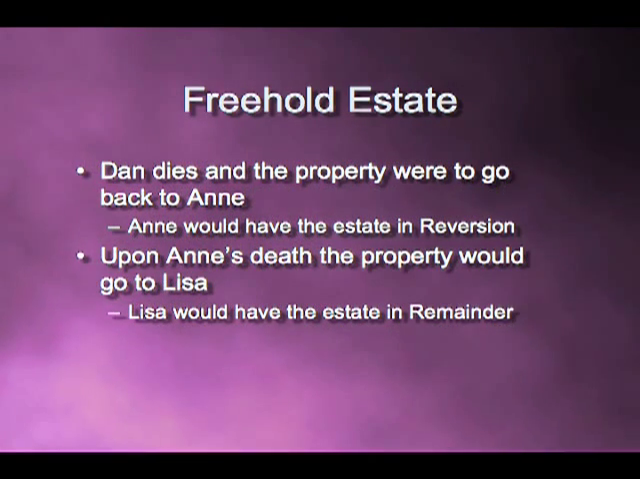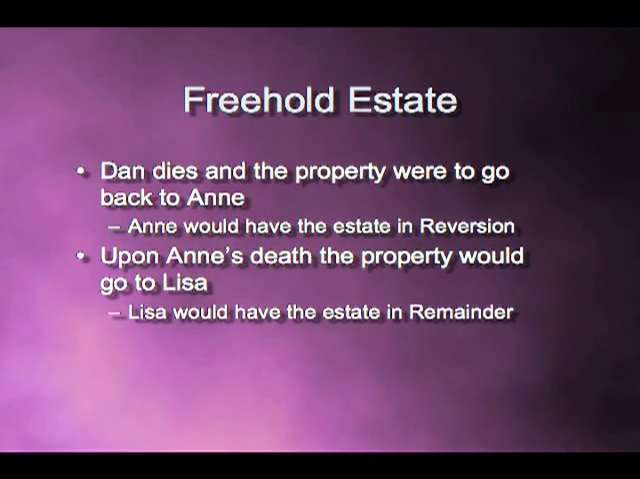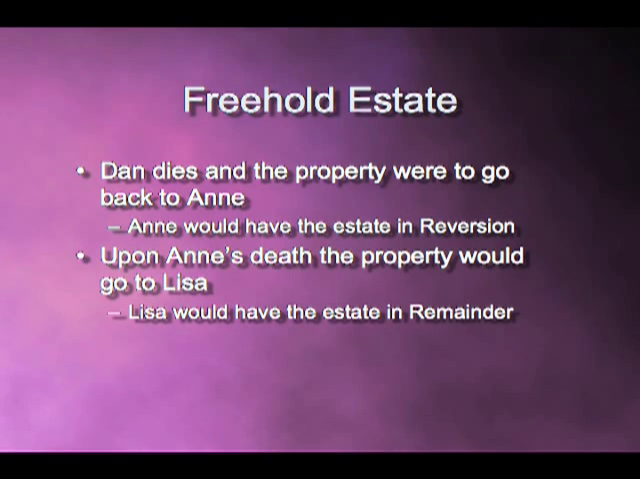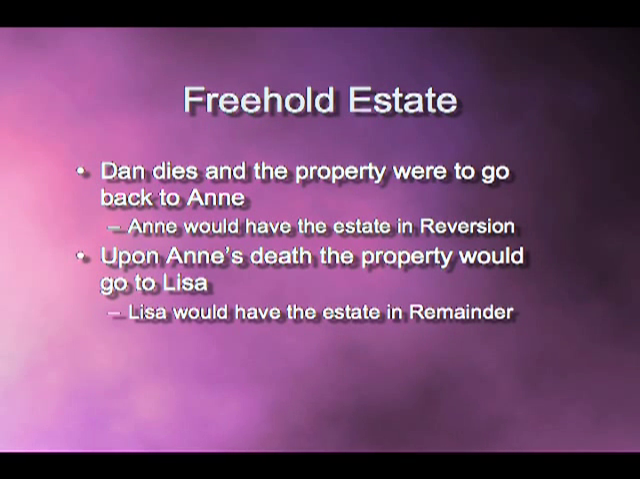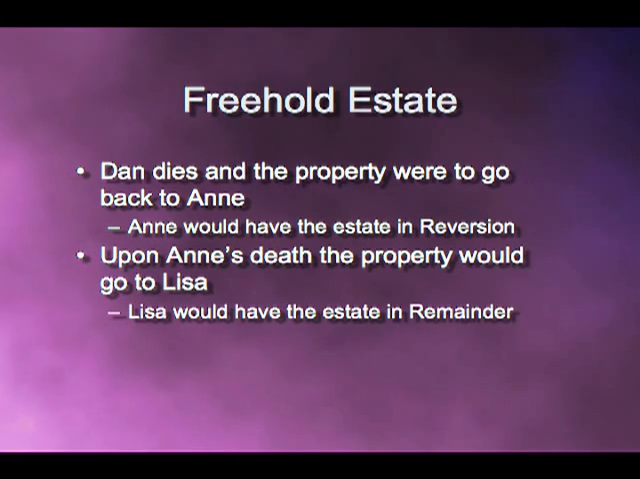If Dan dies and the property goes back to Anne, Anne would have the estate in reversion. But if Anne dies, then the property would not be Dan's because he had it as long as Anne was alive. Upon Anne's death, the property would go to Lisa. Now Lisa would have the estate in remainder.